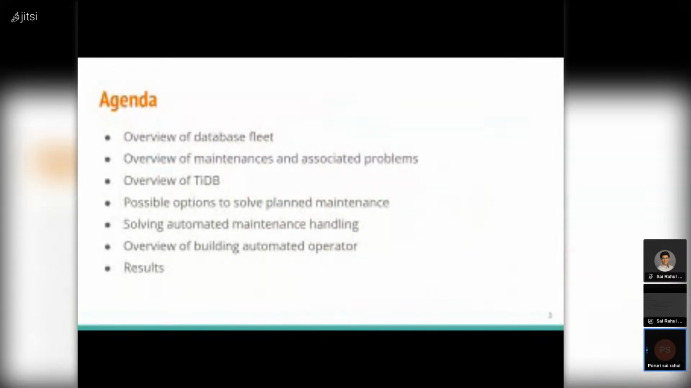So let's get started. The agenda of the talk: an overview of the database state, then we'll talk briefly about the overview of scale, then an overview of the maintenances we had, how we used to handle those maintenances prior to this automation, and what the challenges with those were. Then a little bit of an overview of TiDB, and the options we explored to possibly solve these challenges. And at the end, we will talk about how we solved it with the entire automated maintenance engine.